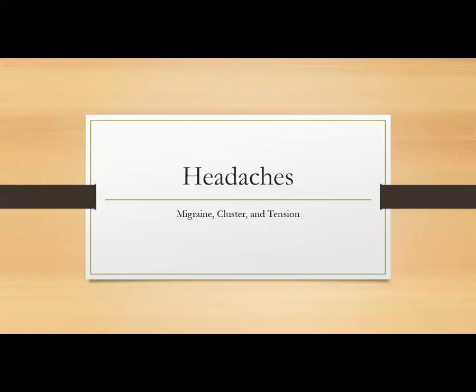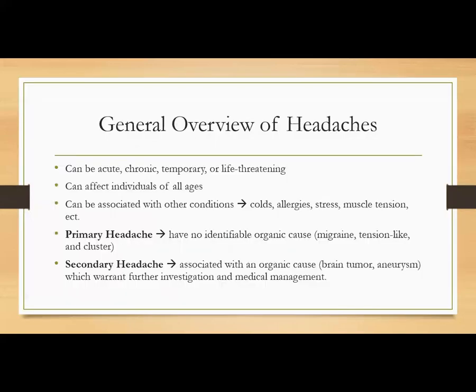All right, so the next thing we're going to be talking about is our headaches, and the ones that we're going to specifically go over today are our migraines, cluster, and tension headaches. So just as an overview of headaches, they can be acute, chronic, temporary, or life-threatening. They can affect individuals of all ages, and they can be associated with other conditions such as colds, allergies, stress, muscle tension, etc. So your primary headache has no identifiable organic cause. So these are things like our migraine, tension-like, and cluster.